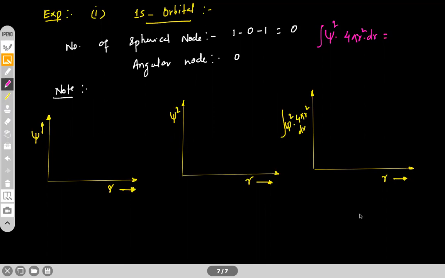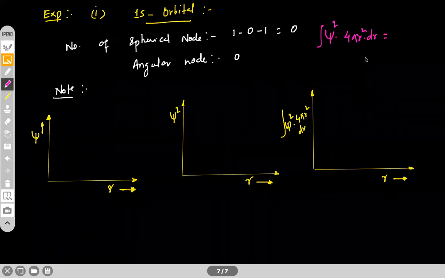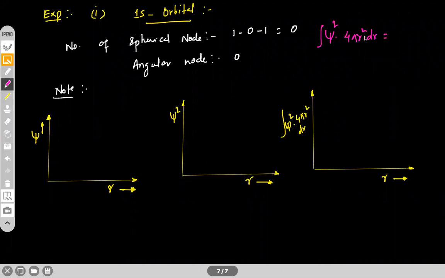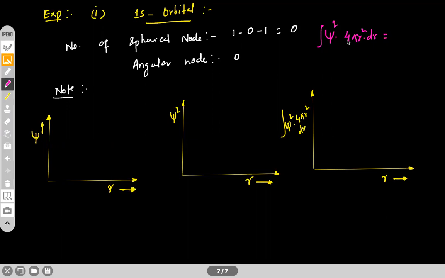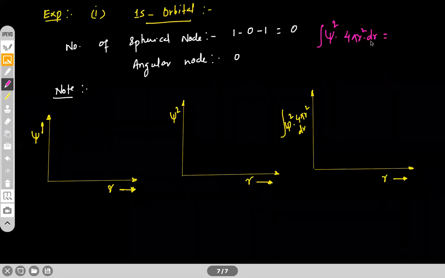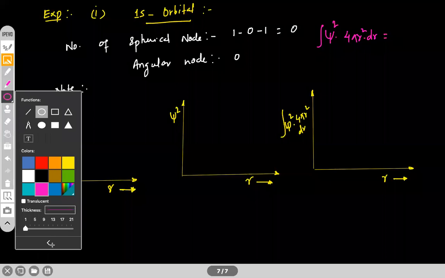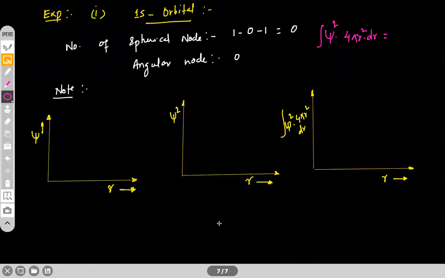See, I'll tell you. This 4 pi r square is the surface area. Because we have r square, its unit is meter square. Meter square is area, and into dr, that is length again. So meter square into meter is meter cube. So this entire thing is volume. Yes or no? 4 pi r square dr is the volume.